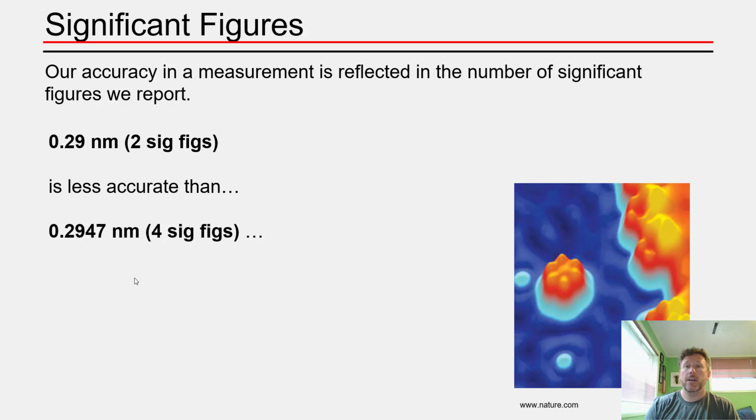Now later in class, we'll show you how you can use statistics and how you can use fundamental information from the instrument to decide whether you can reliably report a measurement through a microscope to 2 sig figs like this or 4 sig figs like that. But all I want you to recognize right now is that the more significant figures you include in your measurement, the greater the accuracy you're claiming.